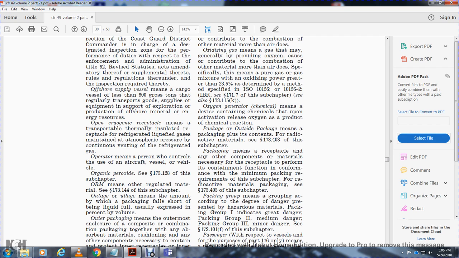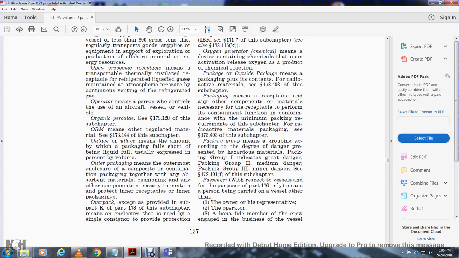Packing group means a group in accordance with the degree of danger presented by a hazardous material, with packing group I for the greater danger, packing group II for medium danger, and packing group III for minor danger, see 172.101 of this subchapter.